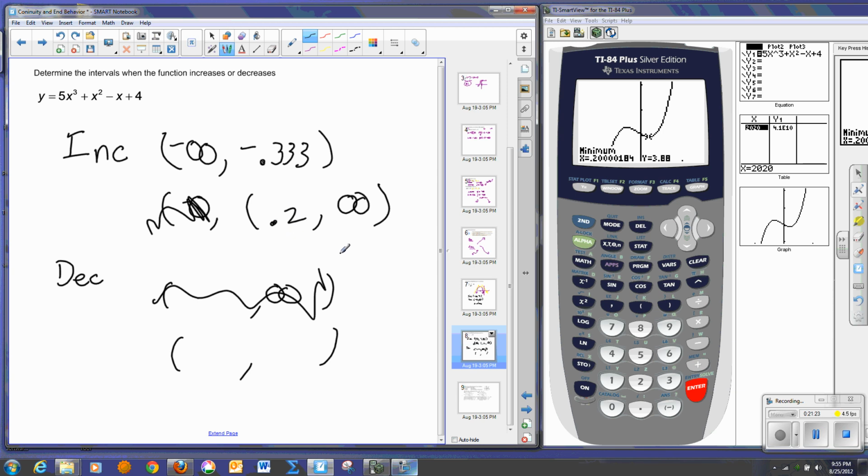Now you'll notice this negative 0.33 was the X value here, and 0.2 is my X value here. And that's where it decreases. So I can just fill that in. So negative 0.333 to positive 0.2 is where my graph decreases.